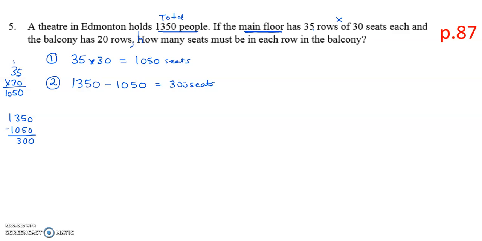So we know we have a maximum of 300 seats, and we know we have 20 rows. In step 1, we multiplied to figure out the total seats. In step 2, we figured out the seats in the balcony. Step 3, instead of multiplying, we're going to have to divide to get back down to the seats in each row. So we're going to take the total number of seats in the balcony, 300, divided by the 20 rows. And that's going to give us how many seats are in each of those 20 rows. So we have some long division to do here.